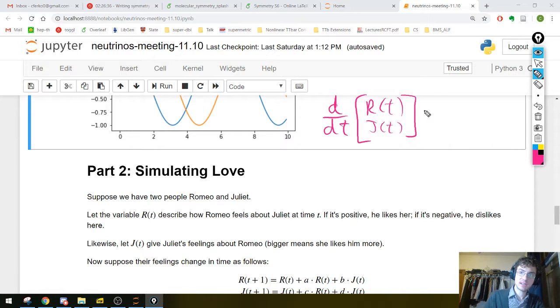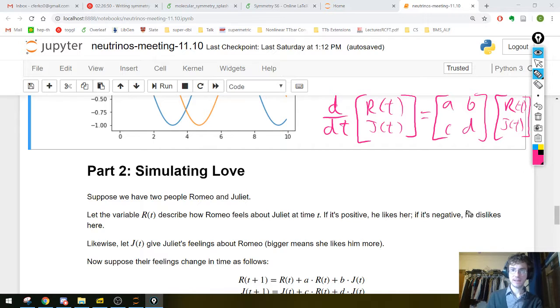So the left side is telling you how do these two numbers change in time, and on the right side are four numbers, a, b, c, and d, that tell you the change in terms of what you're doing right now. Right? So if you know what the numbers are right now, you know how they're changing in time. But we can approximate this. So this is an instantaneous rate of change.